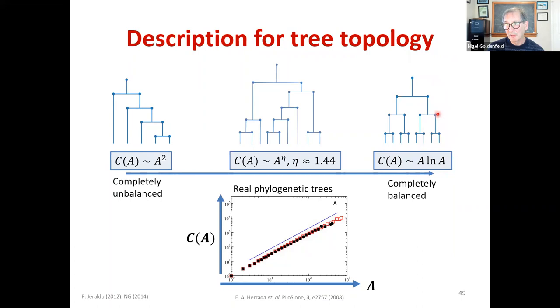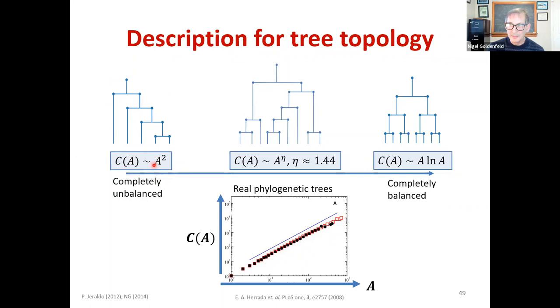So this is what you get, the tree that we'll call a completely balanced one, which bifurcates at each of the nodes. On the other side here, we have a tree that is completely unbalanced. Every time there's a bifurcation, a bifurcation meaning a speciation event in the language of evolutionary biology, then what one gets is a node that just keeps going to the present day, and then a second node that later bifurcates, and then one of those nodes goes to the present day, and the other one then goes and bifurcates, and so on. And one can show that if I look at C of A for this, it goes like A squared.